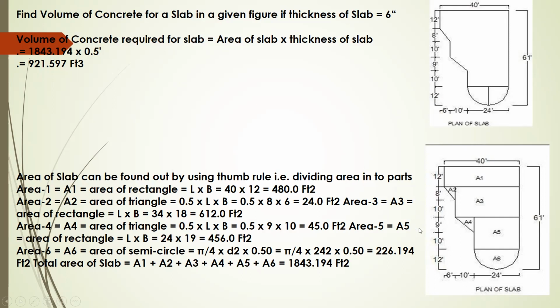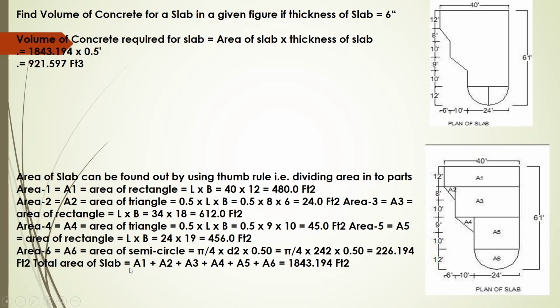Area 4, again a triangle. That means 0.5 into 9 into 10, that is 45 square feet. Area 5, rectangle, that is length and breadth, 24.59 into 456 square feet. Area 6, that is area of the semicircle, pi by 4 into d square into 0.5. That is pi by 4 into 24 square into 0.5, which will be 226.194.